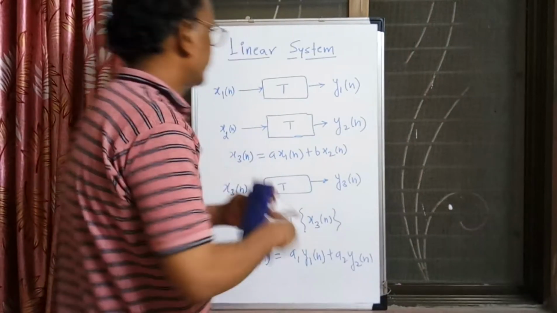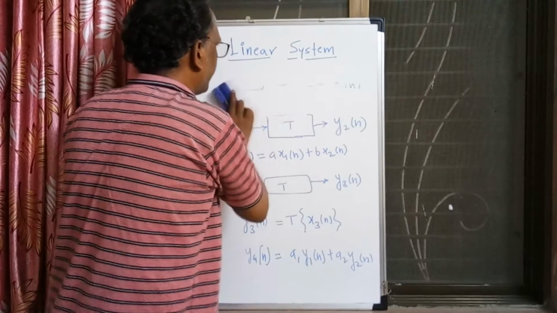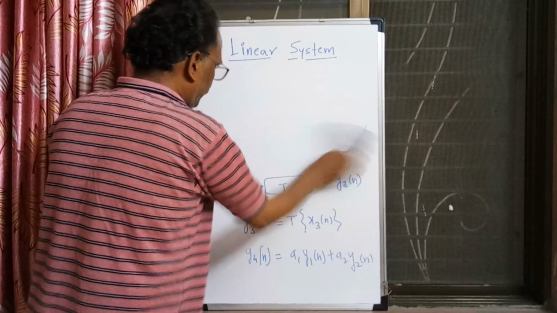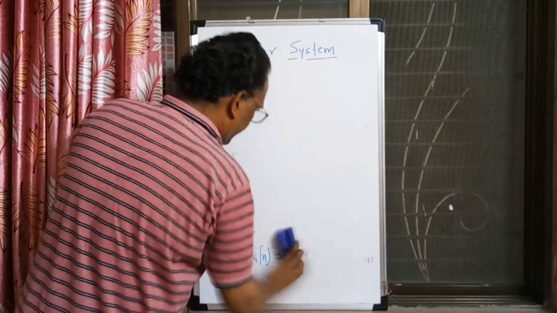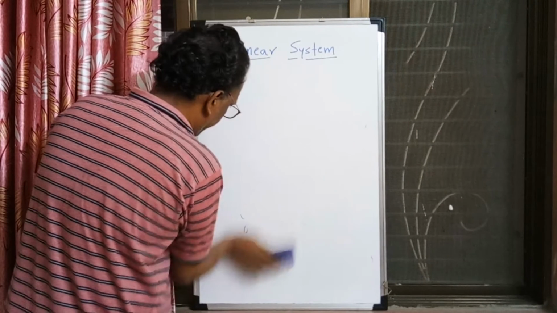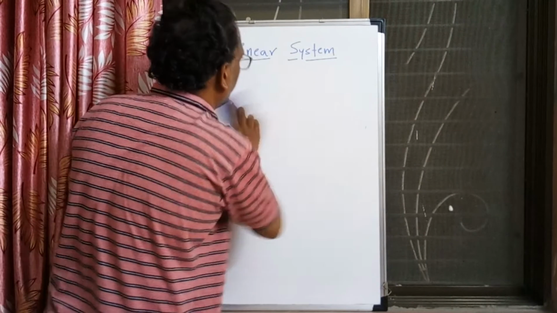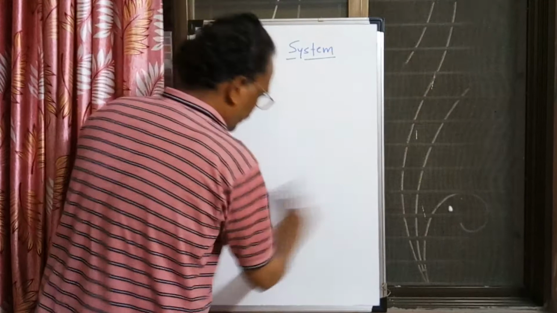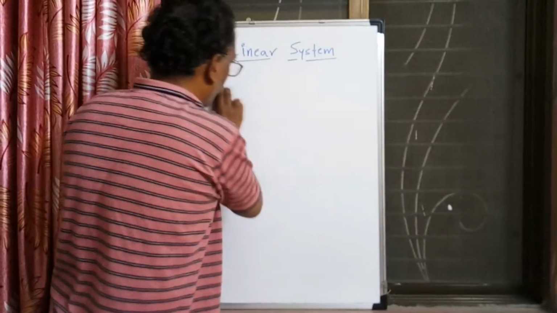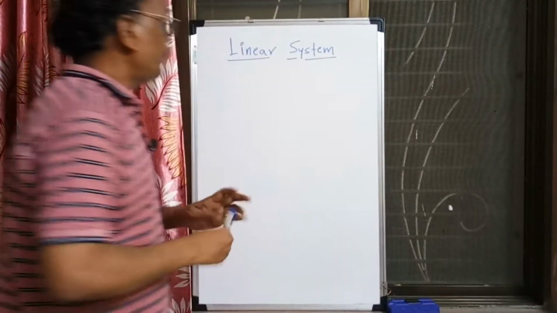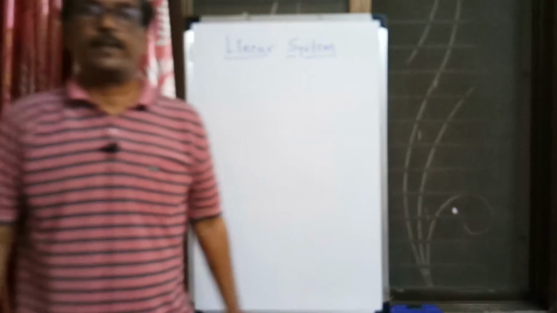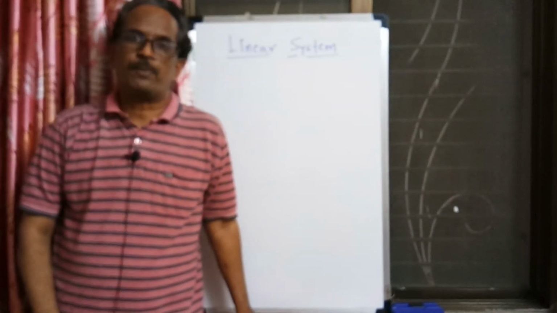So whenever your input is 0 for all n, in that case the output must be 0 for all instants n. Okay, let us see how that is true. Now I will show you whatever was written in terms of a block diagram.